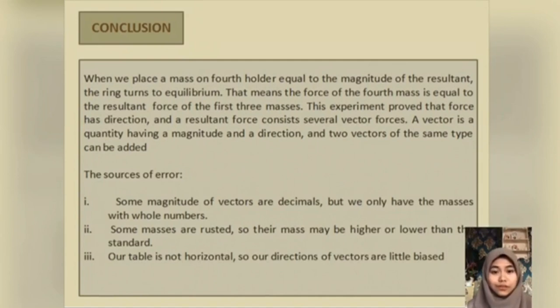For this force vector experiment, we have some sources of error. First, some magnitudes of the vectors are decimals, but we only have masses with whole numbers. Second, some masses are rusted, so their mass is higher or lower than the standard. Lastly, our table is not horizontal, so the directions of the vectors are a little off.